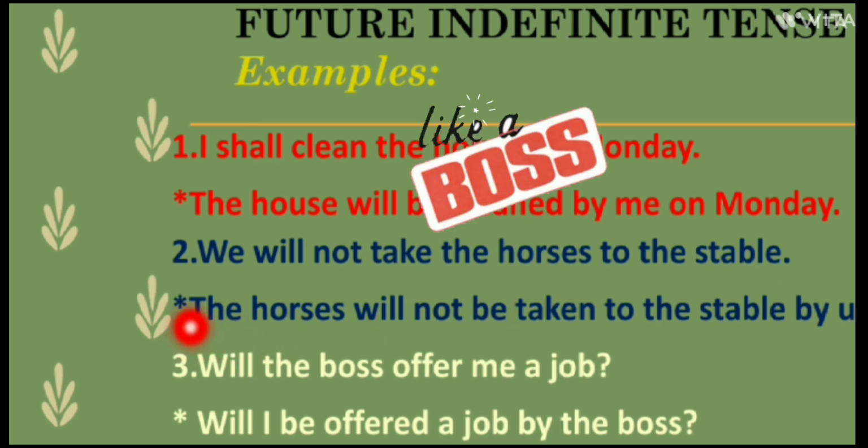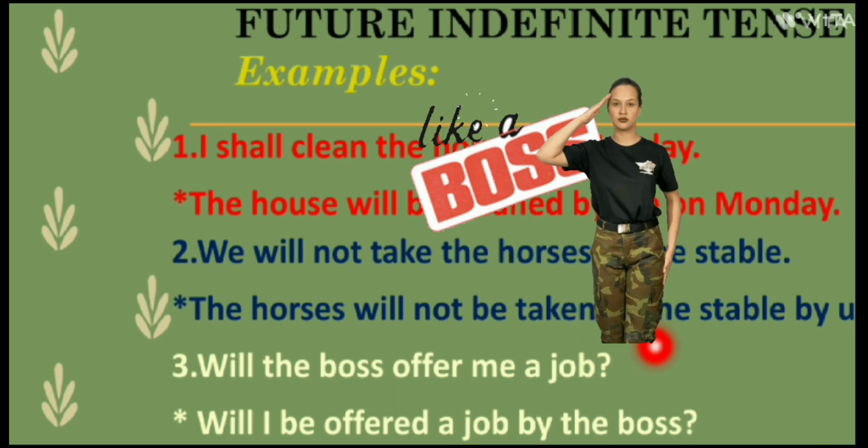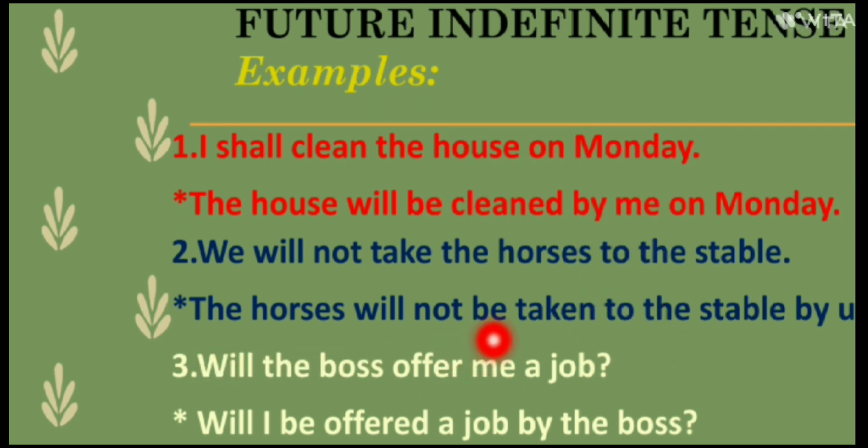And sentence number 3. Will the boss offer me a job? Interrogative example. Will remains the same. Me is the object over here, so it is I. Be. Offered, third form of offer. A job by the boss. It can be written like a job will be offered to me by the boss.